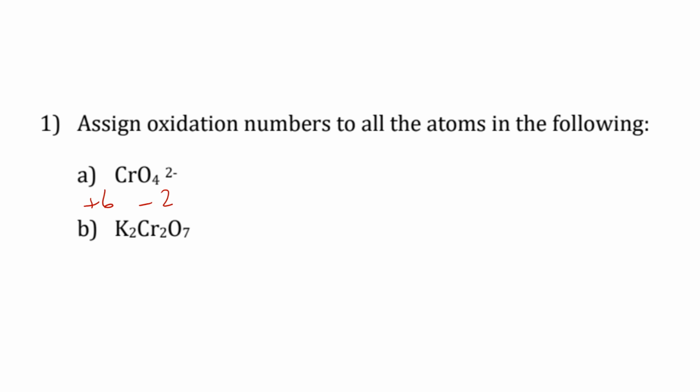We have potassium dichromate. That means there's no charge, so the oxidation numbers have to equal 0. Oxygen is going to be times 7, so this negative 2 times 7, this has to equal 0 somehow. If the O is negative 2, I have potassium, automatically it's going to be 1, so 1 times 2. So what does my Cr equal?